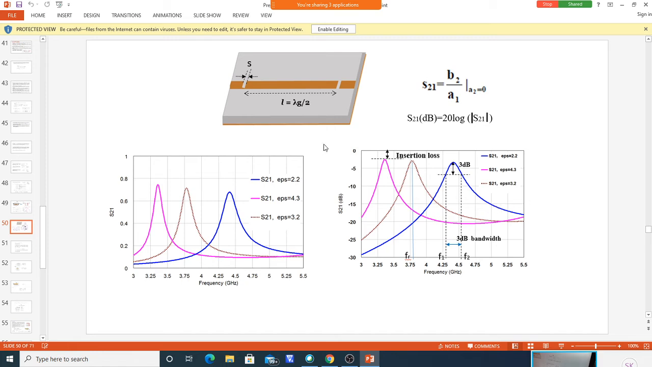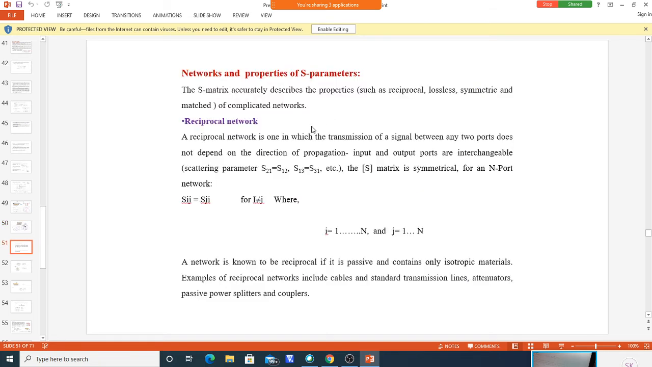By looking at S parameters, you can see what is happening inside the network. So this is S parameters.